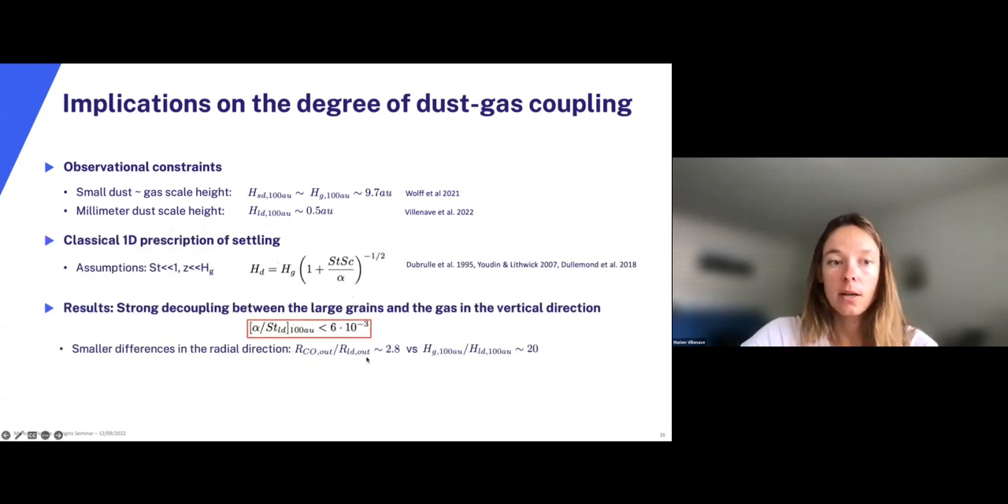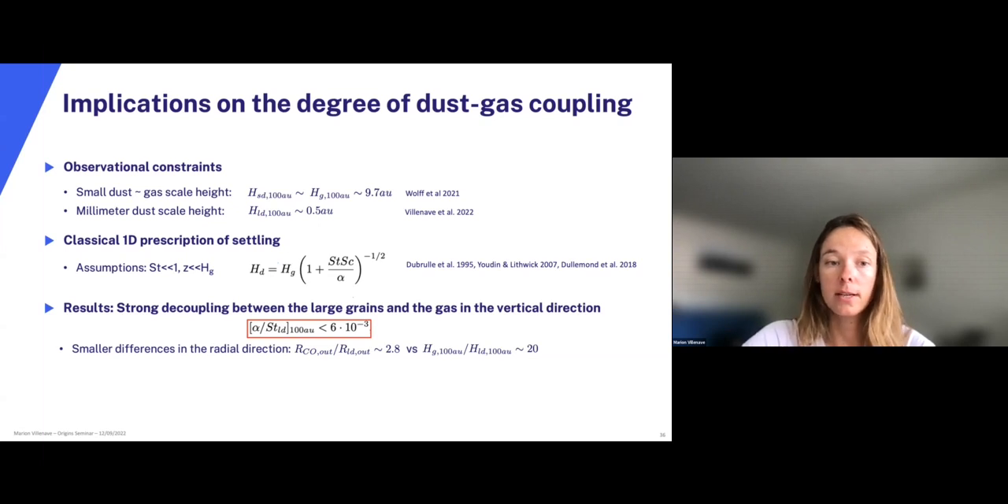Indeed, in the classical prediction for the 1D prescription for settling, we have a direct relationship between the dust scale height and the gas scale height as a function of the alpha over Stokes parameter, where alpha would be the turbulence and Stokes is the coupling of dust and gas. If we take the numbers we have, we find this constraint on the alpha over Stokes ratio, less than 10 to minus 3, which is small.